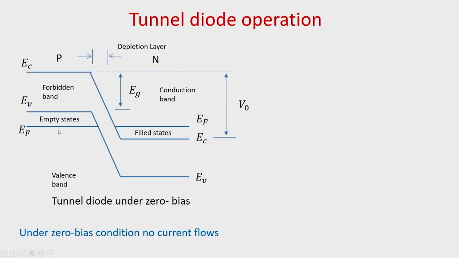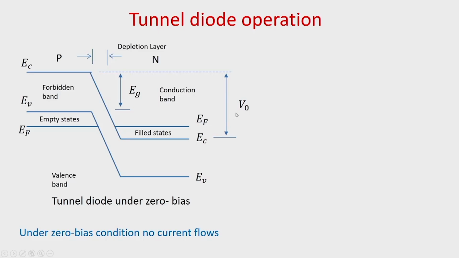When no bias is applied, the Fermi level is the same in both p and n type material. This difference may be noted because in an ordinary p-n junction diode, the Fermi level lies in the forbidden region. Now, here V0 is the barrier voltage and Eg is the forbidden band gap.